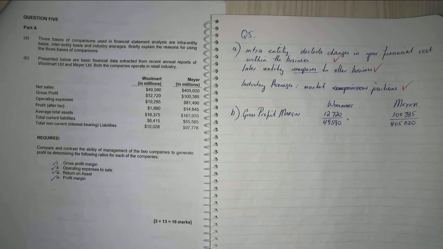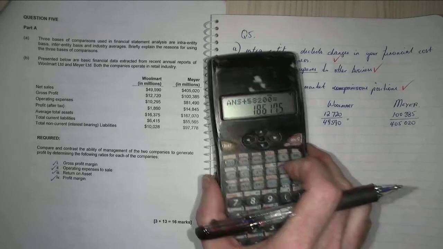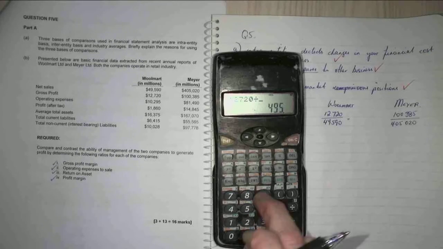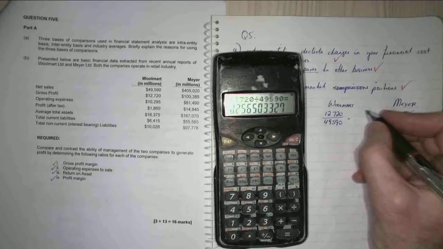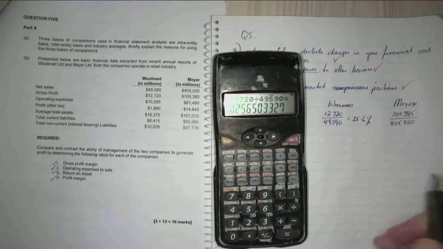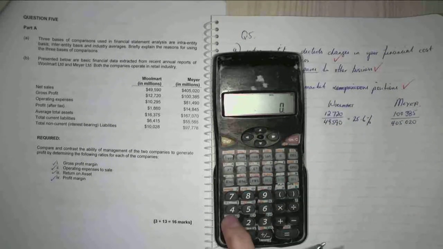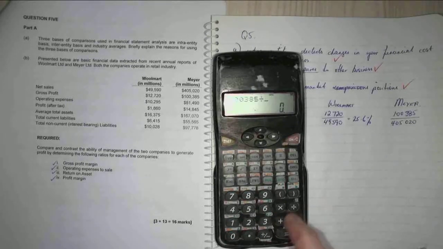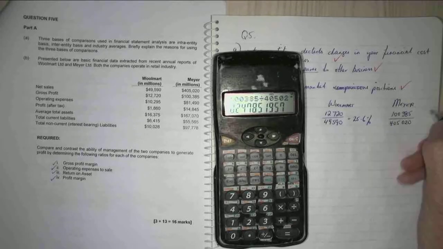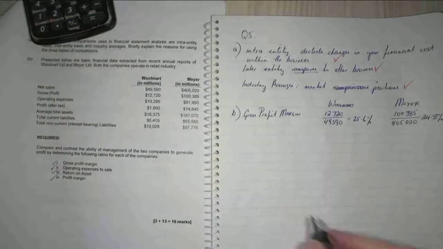What do we get? Give it to 2 decimal places only, or 1, doesn't bother me. So that's my first calculation. 25.6%. And in Myer's instance, it's 100,385 divided by 405,020 equals 24.8%. So that's my gross profit margin.